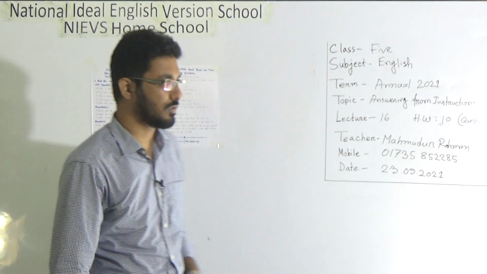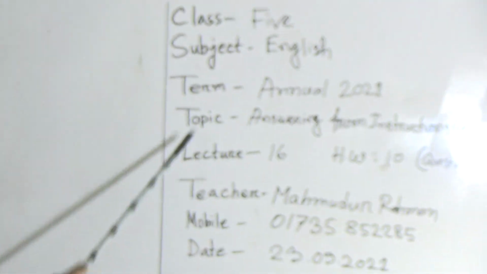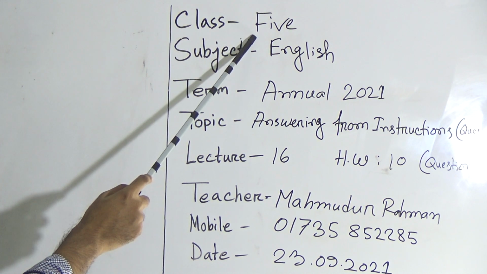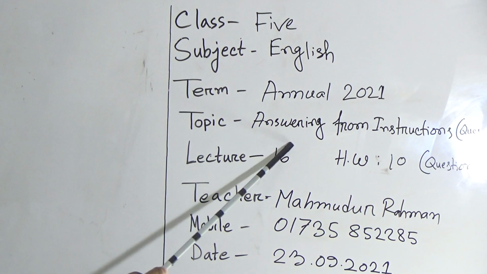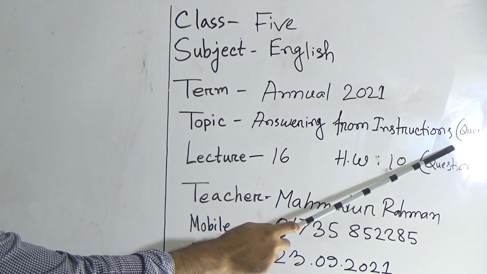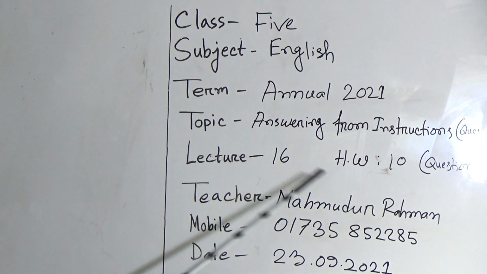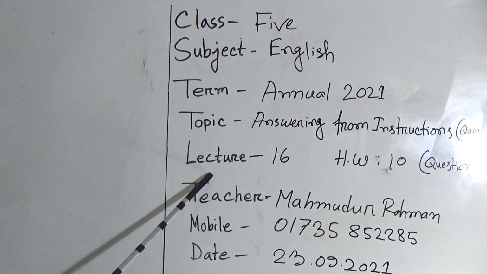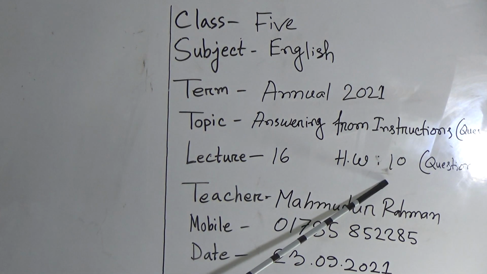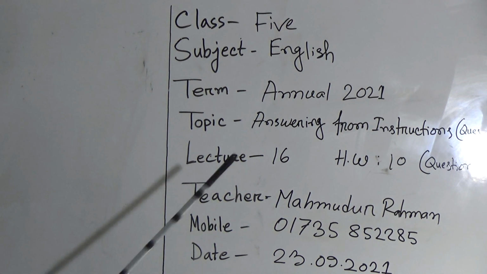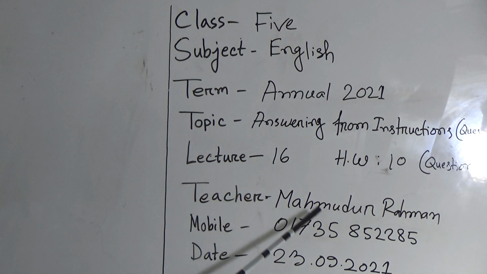Okay, let's see the board at first. This is the class for the students of class 5, subject English, term annual 2021, topic answering from instructions, question number 10, lecture number 16 and HW number 10. I repeat again, lecture number 16 and it will be your homework number 10. And your homework will be question number 2, that means I will discuss 2 questions and your question number 2 will be your homework. Teacher Mahmudur Rahman, and this is my phone number. Okay, let's start our discussion.